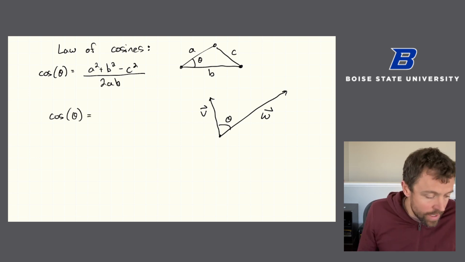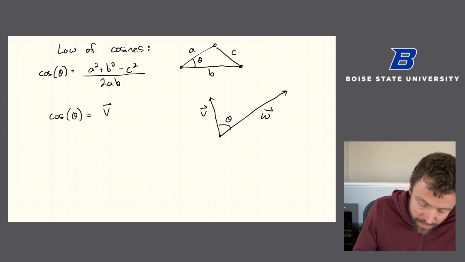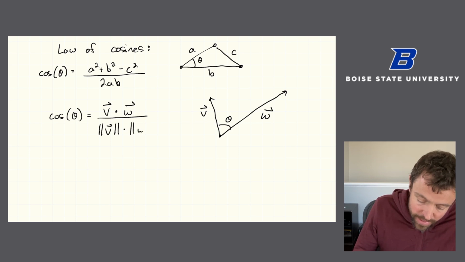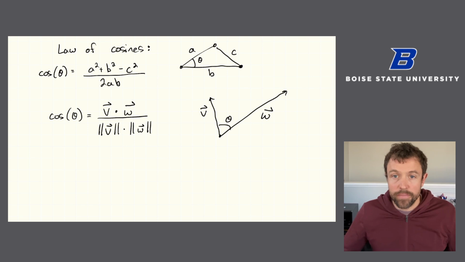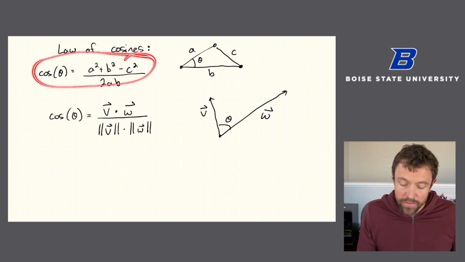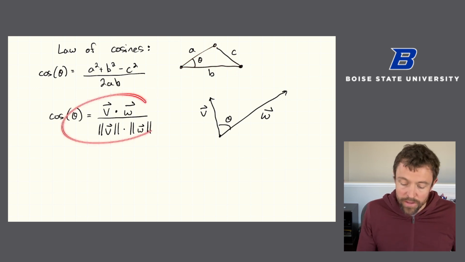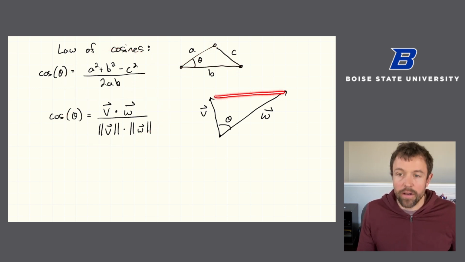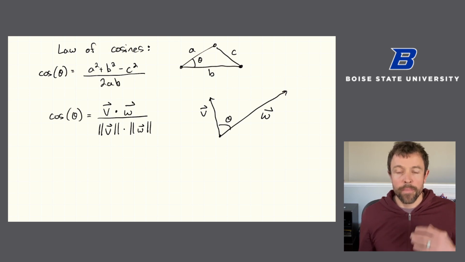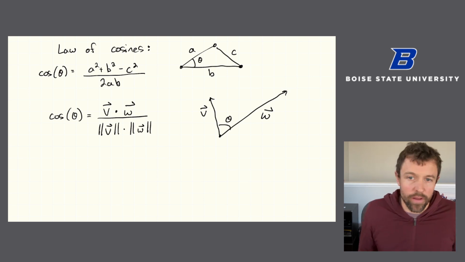That the cosine of theta is given by v dot w divided by the length of v times the length of w. And these two statements are equivalent. That is, you can derive this formula from this formula by thinking of these things as vectors, or you can derive this formula from this formula by drawing in a third line and thinking of these things as triangles. It's just algebra. It's complicated algebra, complicated enough that I don't want to put it on the video.